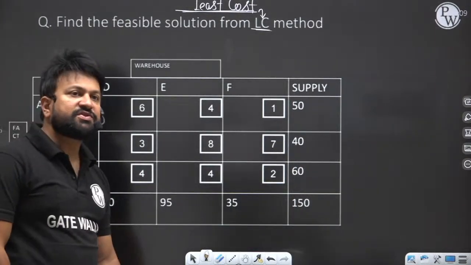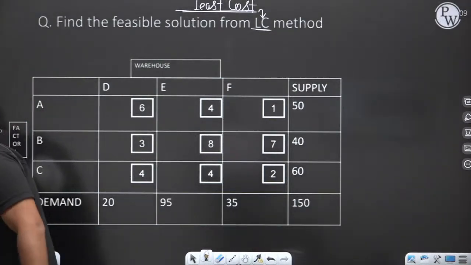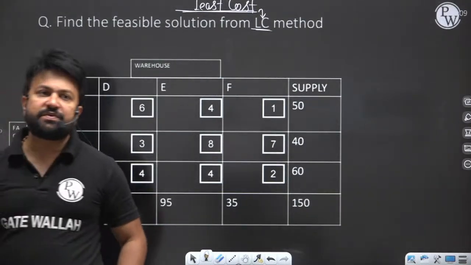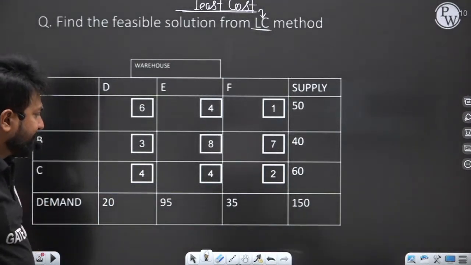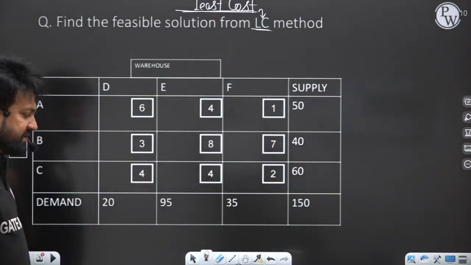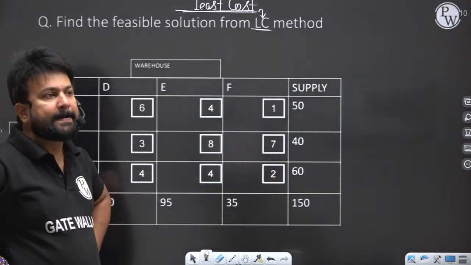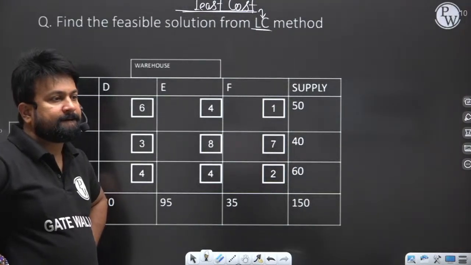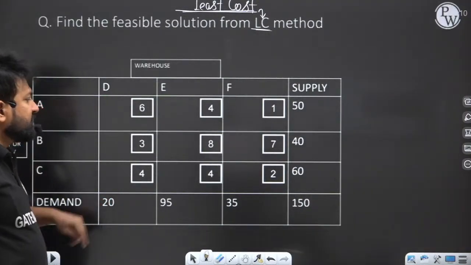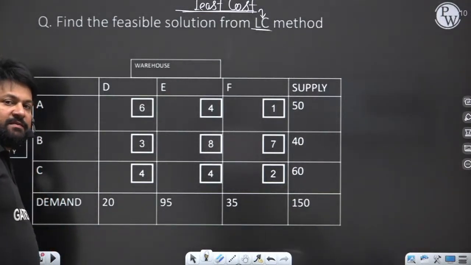So please try to solve this question by the least cost method. I suggest you please note down this table, right? Please note down the same table. Now, do this question by the least cost method.